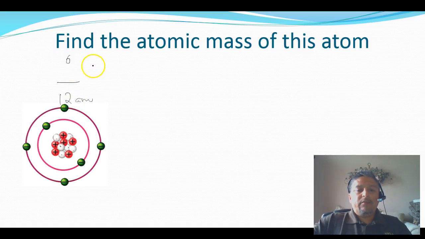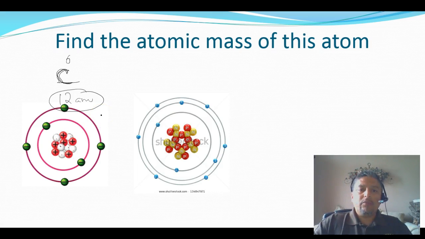Okay? If we look at the periodic table, we are going to find out that this one should be carbon. There it is. It's going to be a C with a 6 on the top and a 12 on the bottom. Right? So that's it. That's how we find out, just by counting the particles in the middle. All right, let's find out this one.